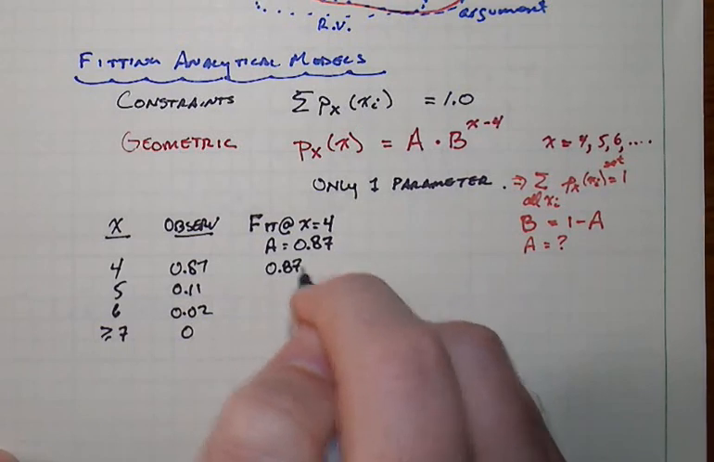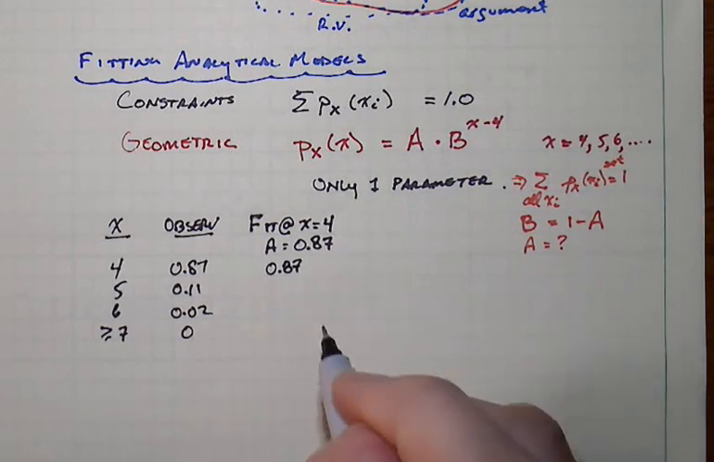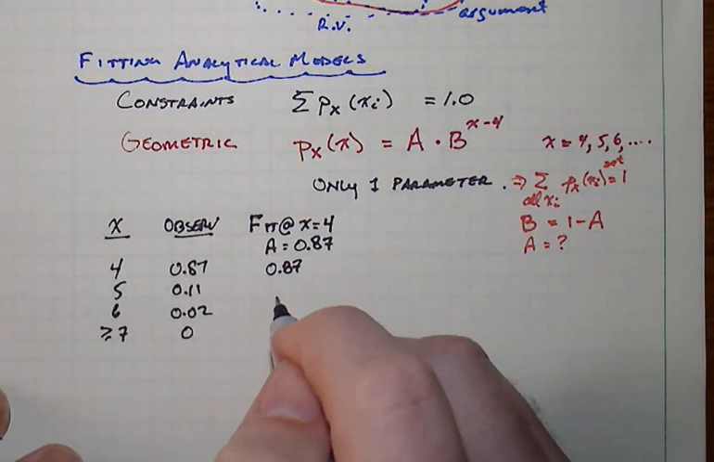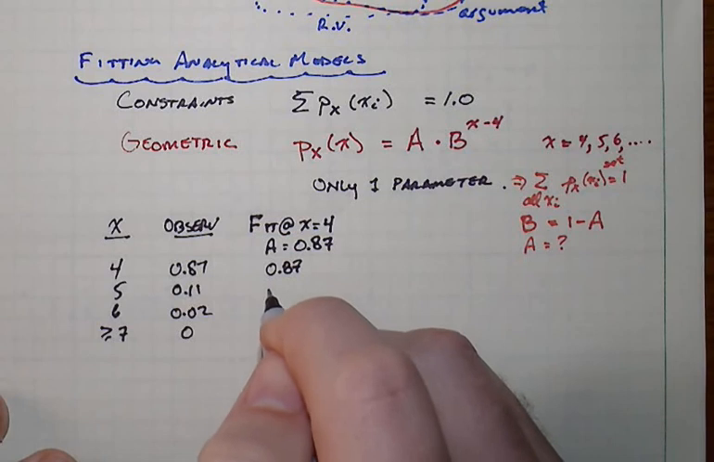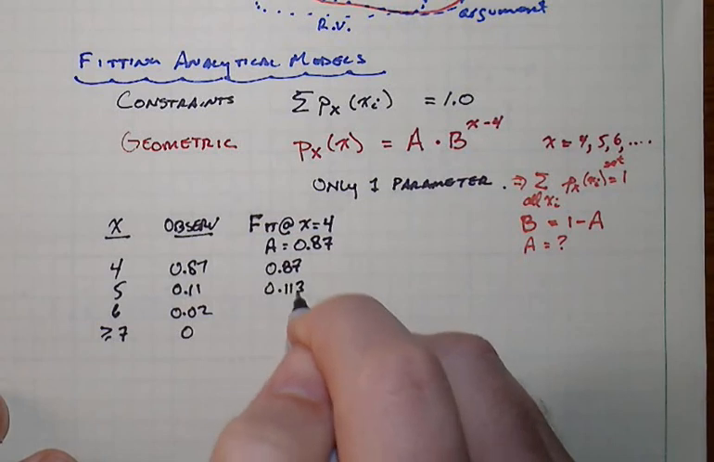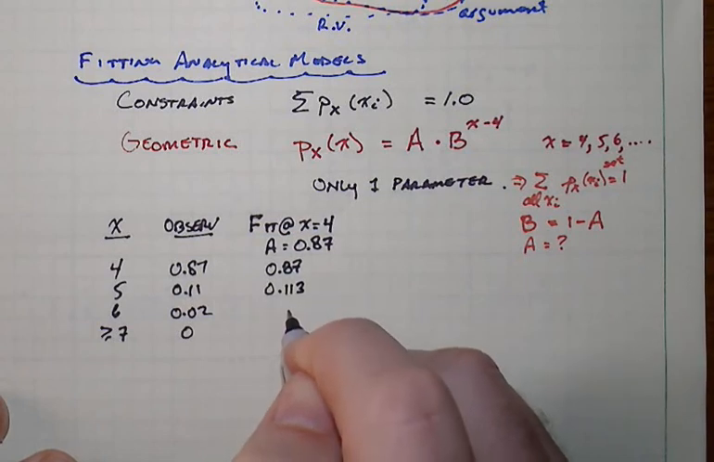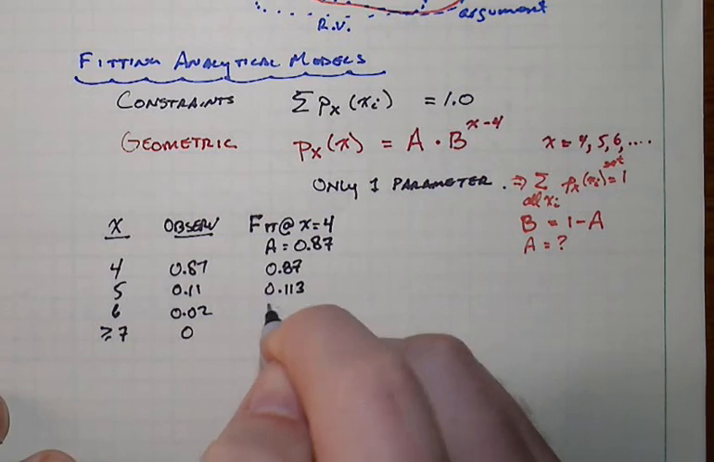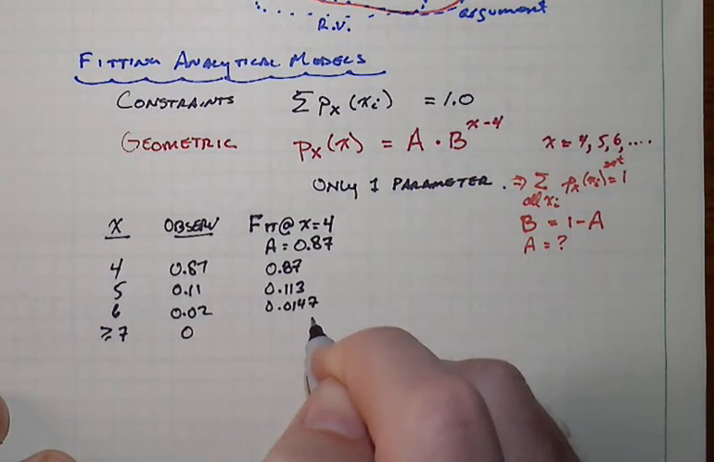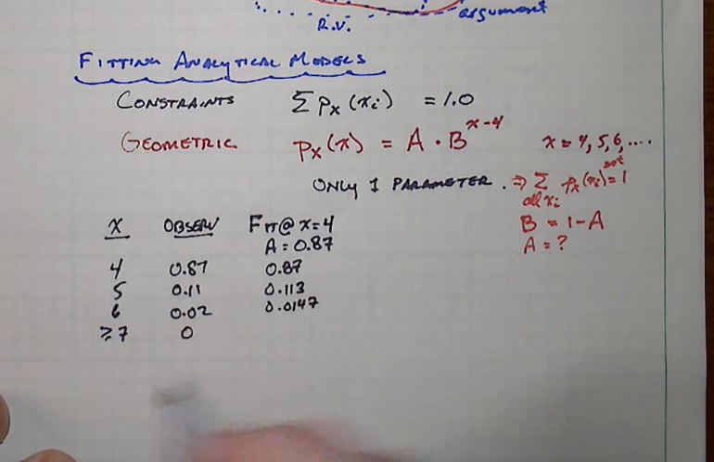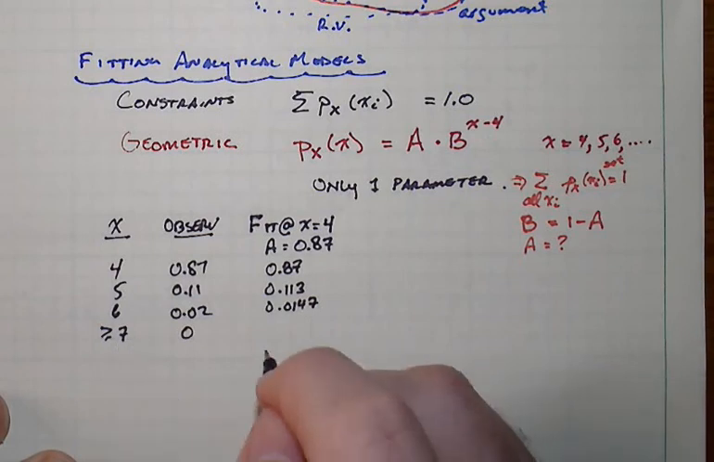That's how we got our A value. And when you propagate that on down, now we know what A is and we know what B is, because B is 1 minus A. Then we'll find out that we'll have 0.113 for the model at x equal to 5, and we'll have 0.0147 at 6, and then we can find all the other ones here by doing 1 minus, right?